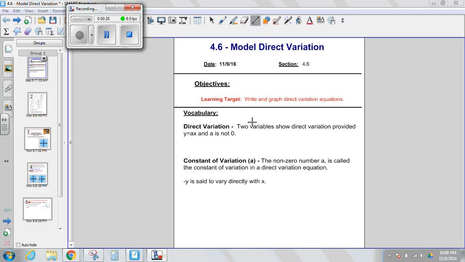So hopefully by the end of the day we should all be able to write and graph those direct variation equations. We have two new vocabulary words. The first one is direct variation. Two variables show direct variation if y equals ax and a is not 0. This direct variation equation looks a lot like our linear equation in slope-intercept form, but instead of y equals mx, we have a. Why is that?